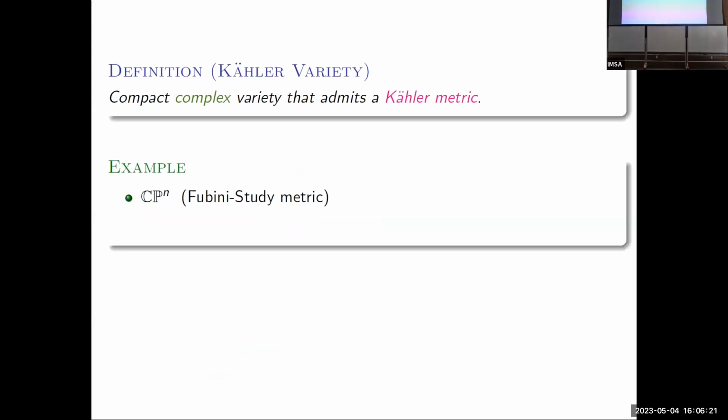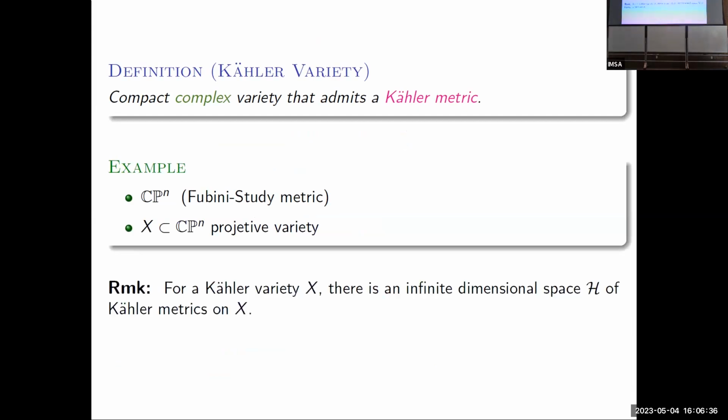Now let me remind you of some examples. The complex projective space admits the well-known Fubini-Study metric, and if you restrict it to any subvariety, you get that projective varieties are also Kähler. But as we saw this morning, for a Kähler variety there is an infinite dimensional space of possible Kähler metrics on X. And then the motivating question is, are there some canonical Kähler metrics on X? Today we're going to be discussing one possible notion of a canonical Kähler metric.